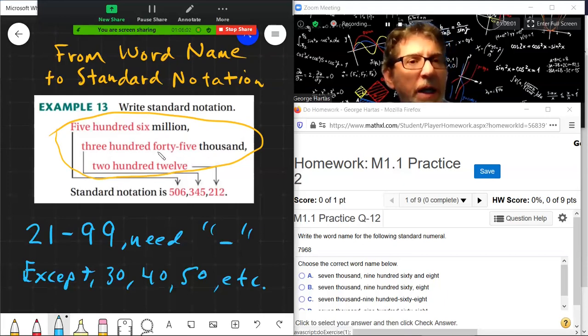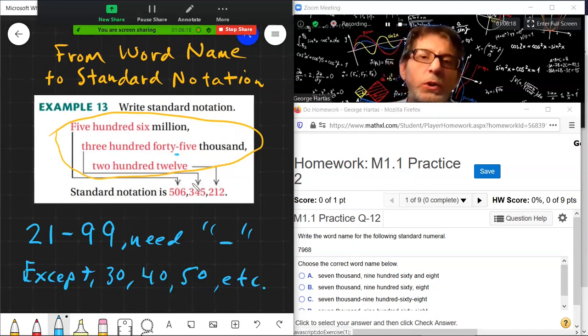345, the 45 is between 21 and 99, so this has a dash right there. And then 212, well, 12 is not between 21 and 99, so that's something you want to keep in mind. Two things that usually go wrong with these types of questions are people forget the commas and people forget the dash. All right, so let's begin.